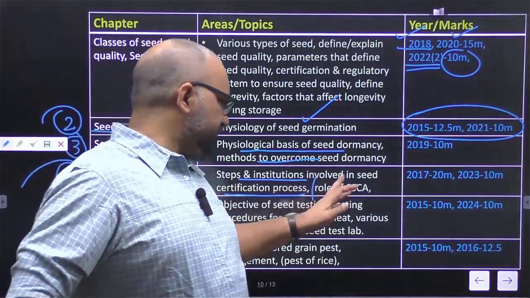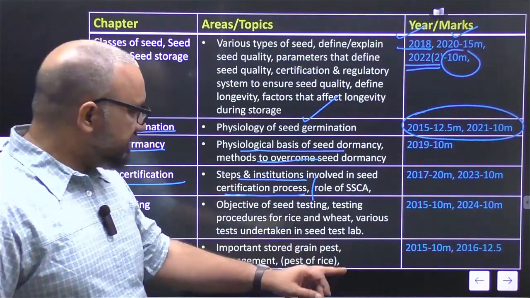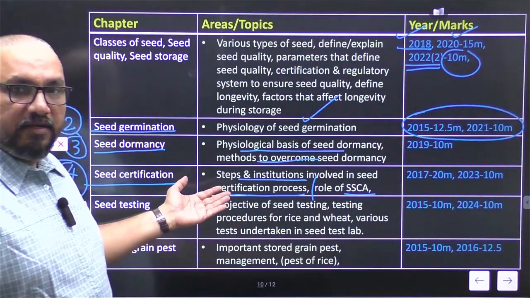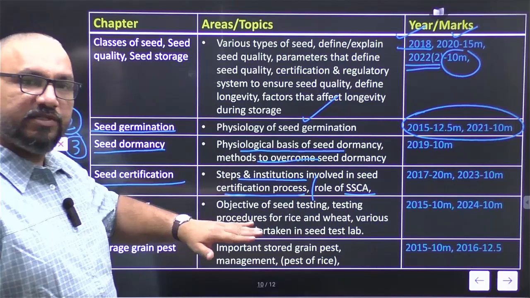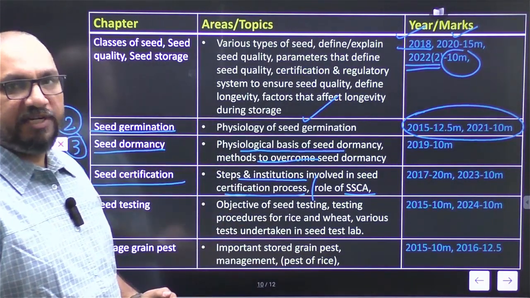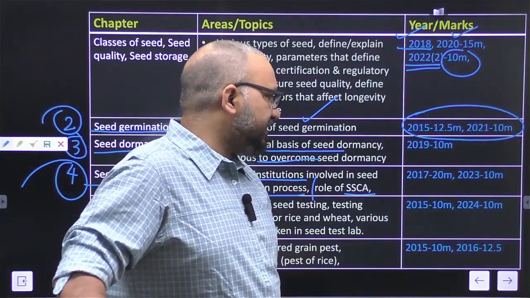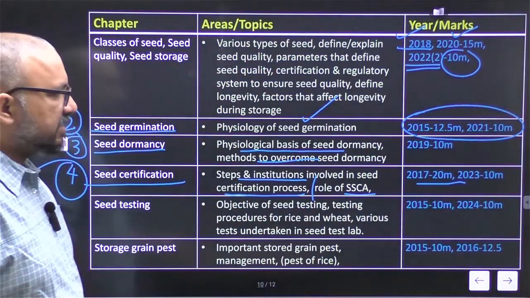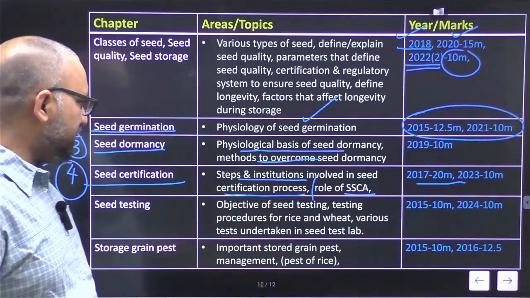And the second question that has been asked is the role of state seed certification agencies, SSCA. What is their role? All right. So you prepare notes regarding these two. What are the institutions involved in certification? What are the different steps in the seed certification process and the role played by the state seed certification agency? So twice in the last 10 years, 2017 and 2023, the questions have appeared.